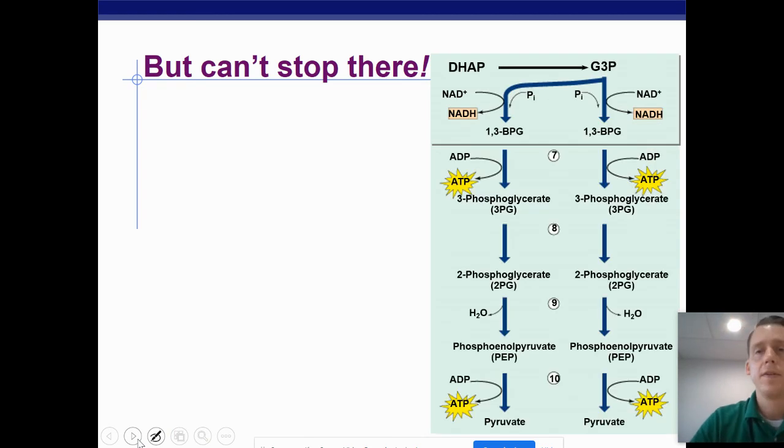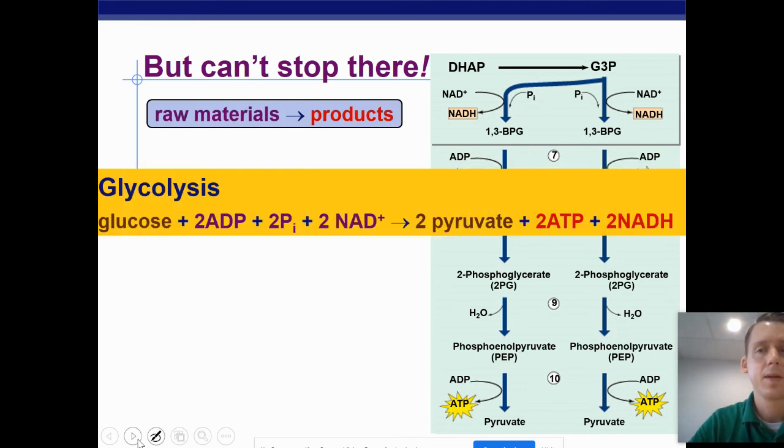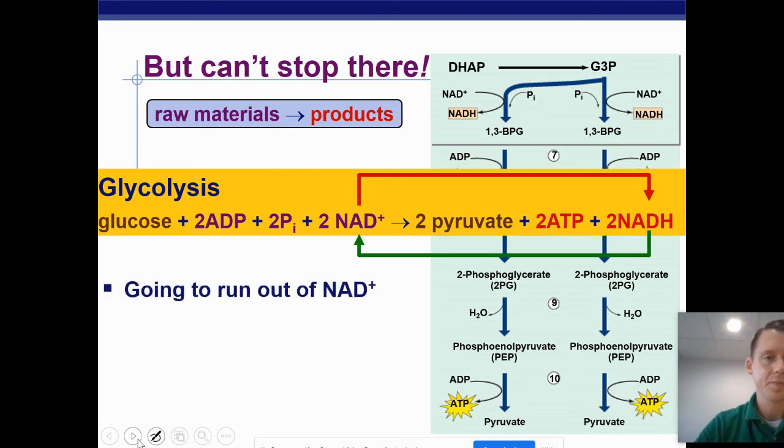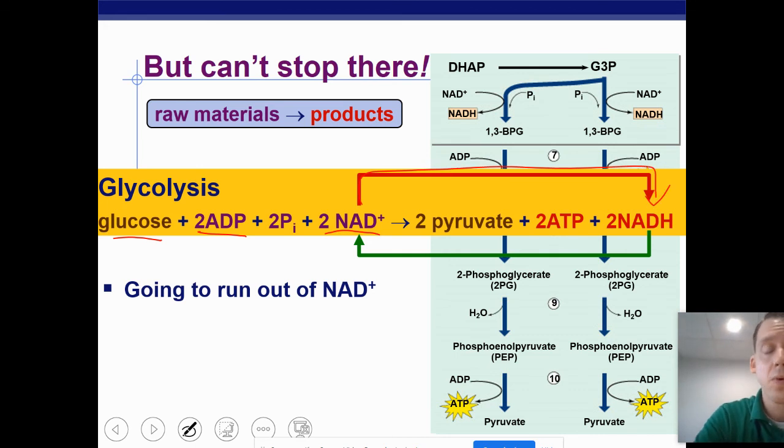So this is what we just did. That is a picture of glycolysis. All right, and there's our abbreviated showing what glycolysis does. So eventually what's going to happen is we are going to run out of NAD+. If we need glucose and we need ADP and we need NAD+, eventually we're going to run out of NAD+ because we're going to keep making NADH over and over again. So what are we going to do about this issue?